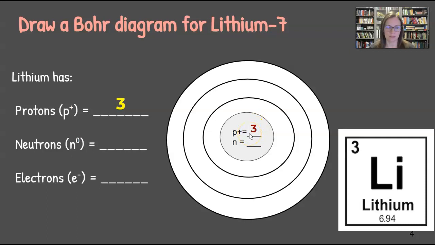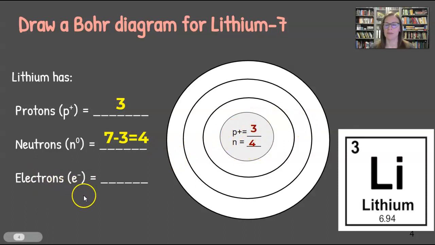All right, and then for neutrons, remember this mass up here comes from protons and neutrons, so we have to subtract the protons from it. So neutrons is going to be 7 minus 3. That gives us 4 neutrons. Okay, so now I have my nucleus.